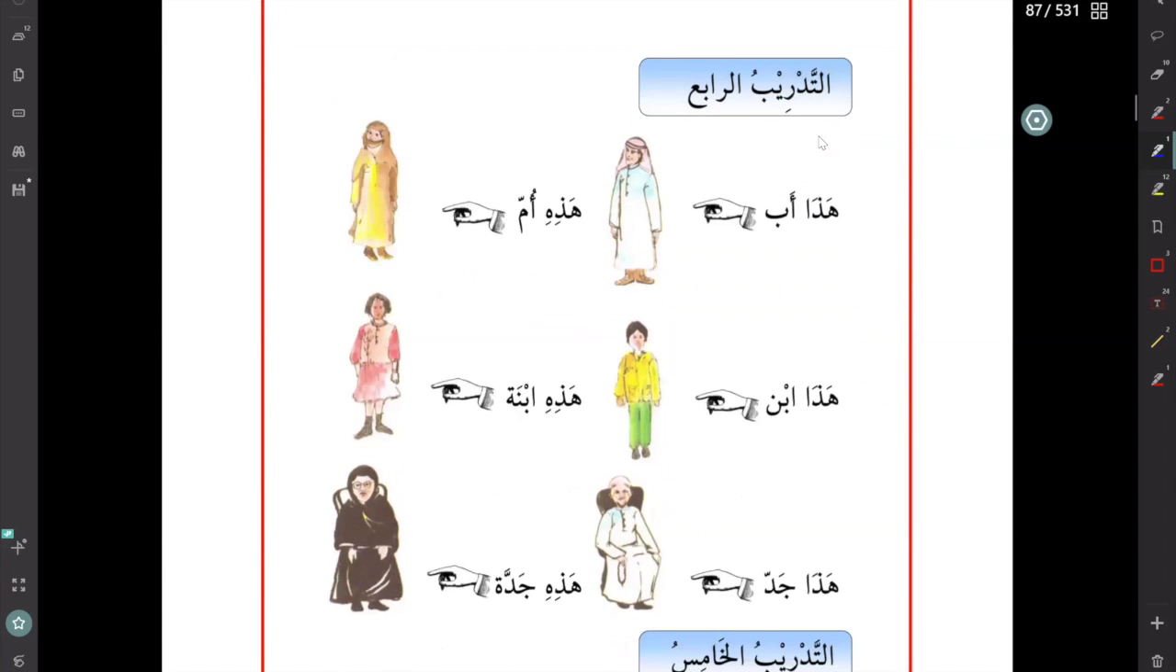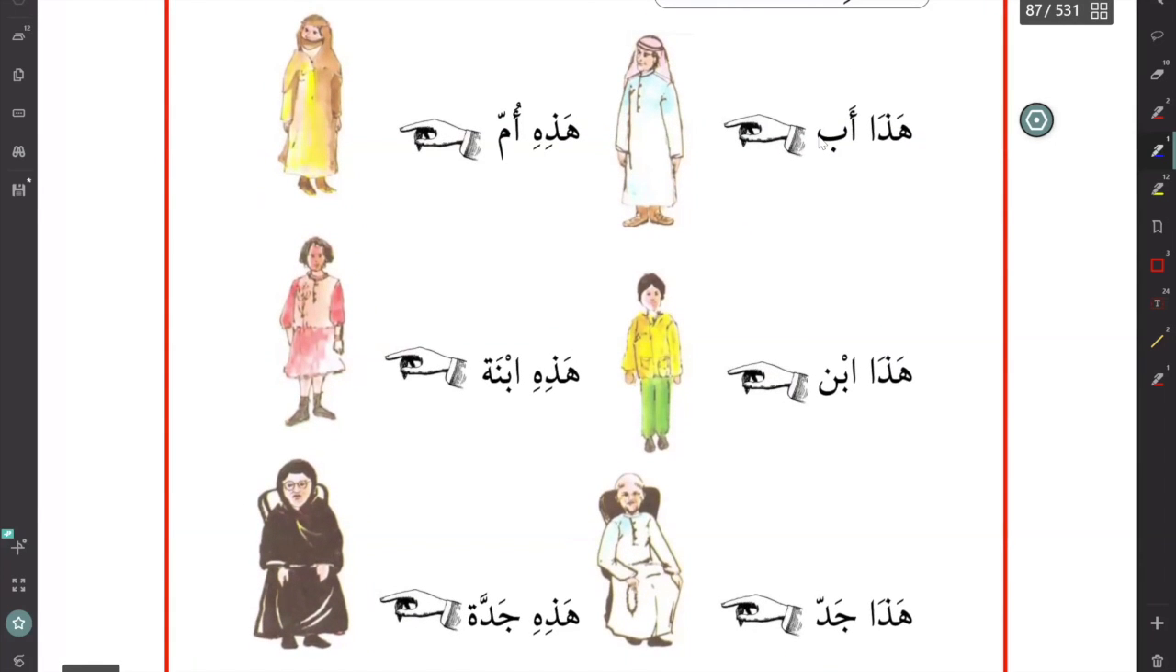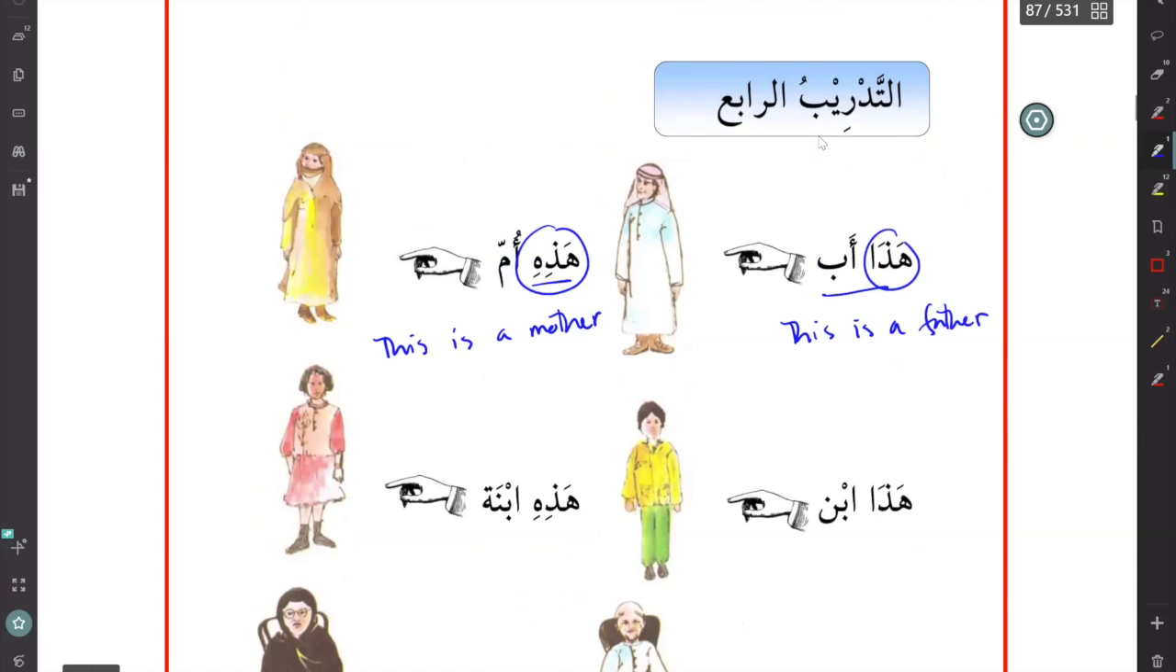And here's what we talked about: hada and hadihi. Okay. So something that you have to know. This is a grammar. So we say hada for masculine. Ab is masculine. So hada ab. The translation is, this is a father, right? So we say هذه because it's feminine, so we say هذه instead of هذا. So هذه, this is a mother. Okay, so the main thing you have to understand is هذا is for masculine and هذه is for feminine.